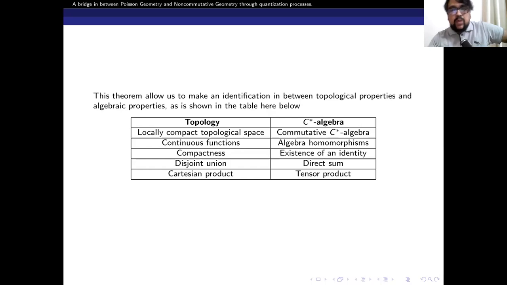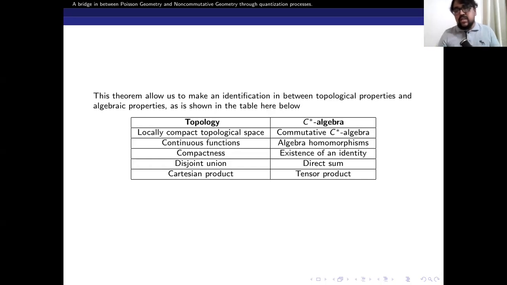How can we go further than a C*-algebra? How can we reach the next level? Well, it's a commutative C*-algebra. If we remove the commutative part, then you have a non-commutative C*-algebra. And the question here is, if you consider a non-commutative C*-algebra, what is their counterpart in the topological side? What topological structure corresponds to a non-commutative C*-algebra?